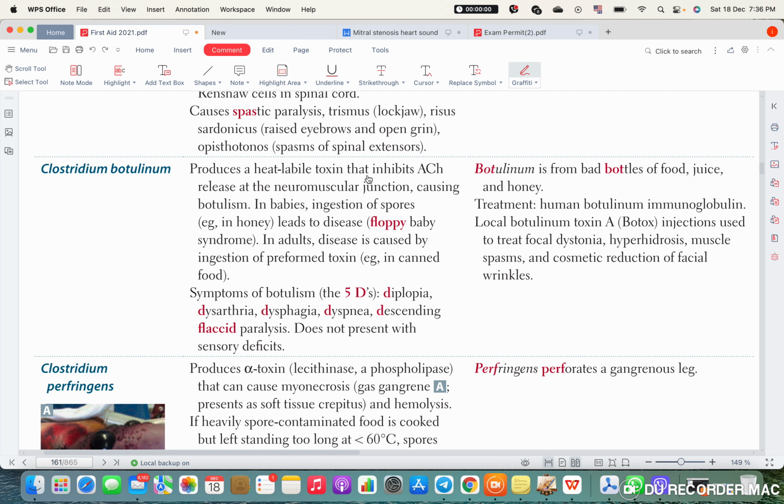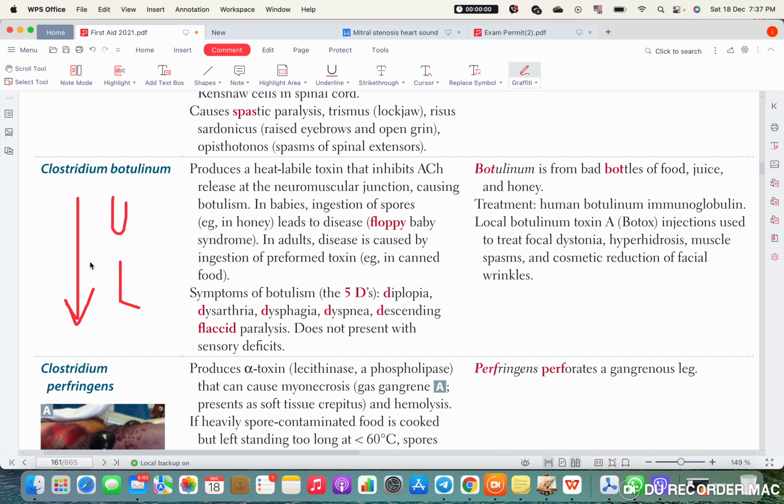Toxin. Acetylcholine. You will not make sense of what he's reading. You will just be hearing words. And dysphagia. Why? Because they cannot swallow. Their swallowing muscles are basically screwed. And they have descending flaccid paralysis, which starts in the arms and goes down the legs. Yeah, so it starts from the upper to the lower extremity.